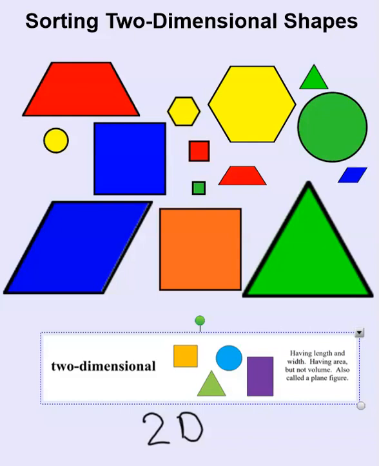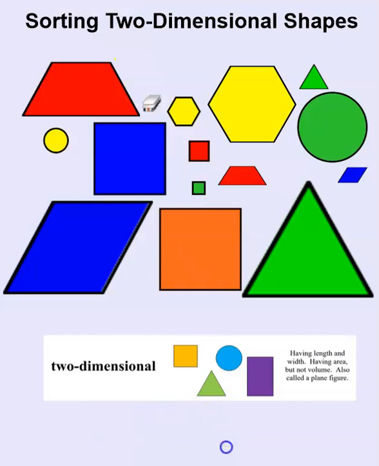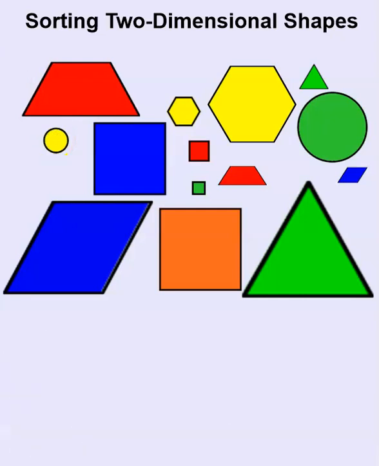It means that it has a length and a width, but it doesn't have a volume. In other words, it's flat. It is a flat figure. Okay, so we are going to talk about sorting today. And I know that you sorted when you were in kindergarten. So what are some ways that you sorted?